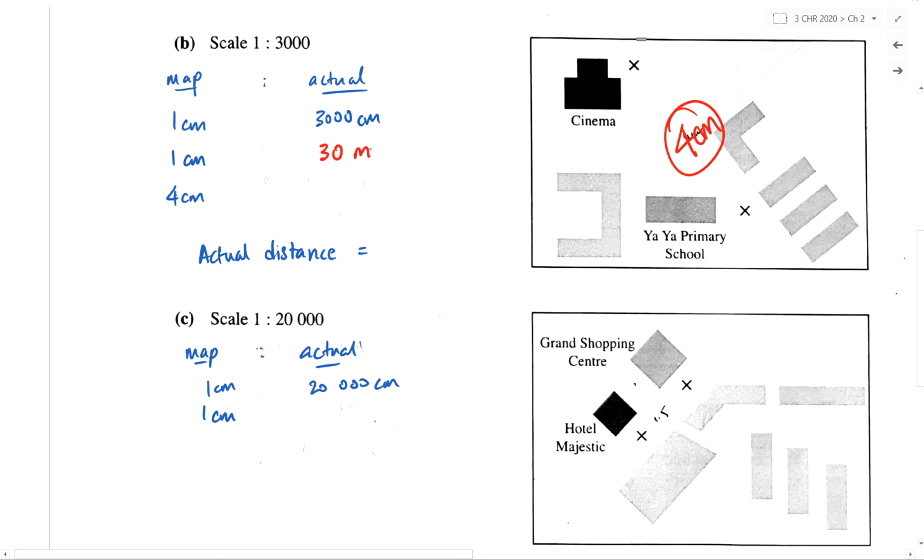So 1 cm represents 30 meters. 1 cm on the map represents 30 meters in real life. The next one, I need 4 cm. So what do you think is the answer, without using your calculator, if you can? 120 meters. So the actual distance is 120 meters.